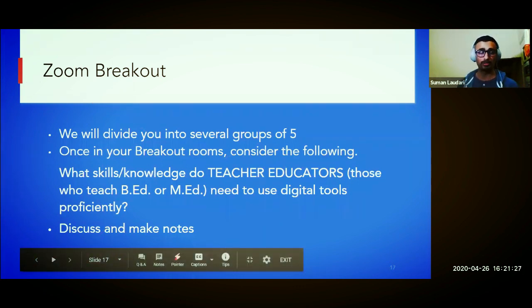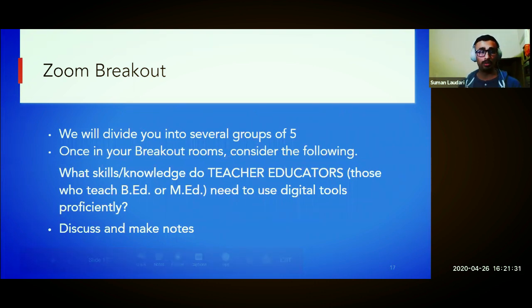So what will happen is, Zoom's host will start the breakout room in a while. A breakout room is a smaller group within Zoom where you can talk to people in your room. So there will be 5 people in each breakout room. And I would like you to consider what skills and knowledge teacher educators, especially, we also saw that not everyone teaches B.Ed. or M.Ed.